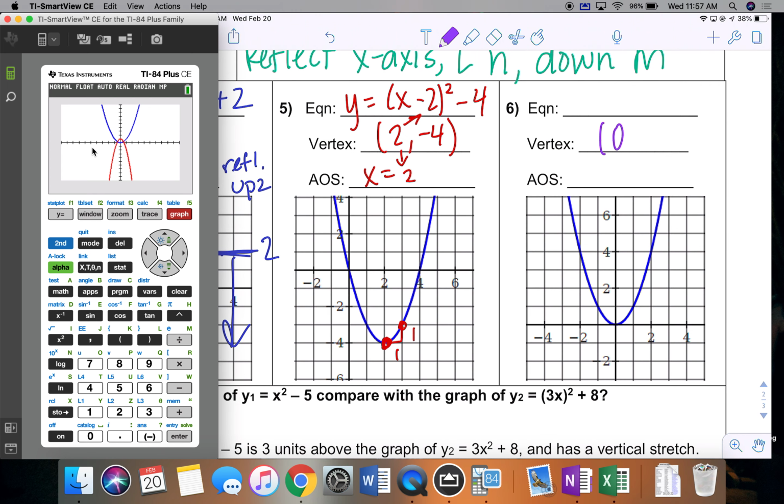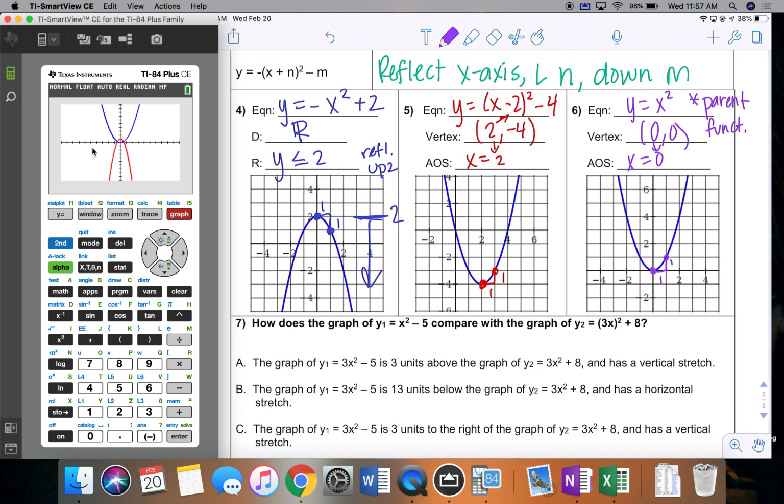Problem 6, my vertex is at 0, 0. My A value is 1 and 1, so this does not have any changes. And my axis of symmetry is x equals 0. So remember, this is the parent function that we can use to compare all other graphs to.